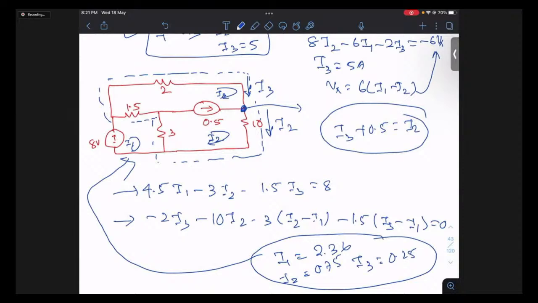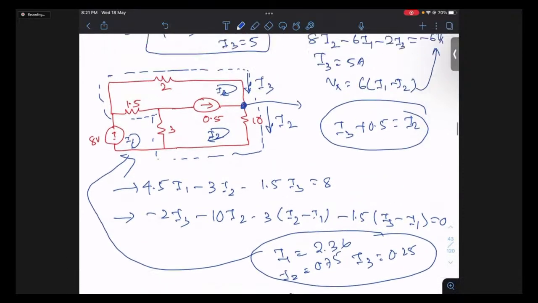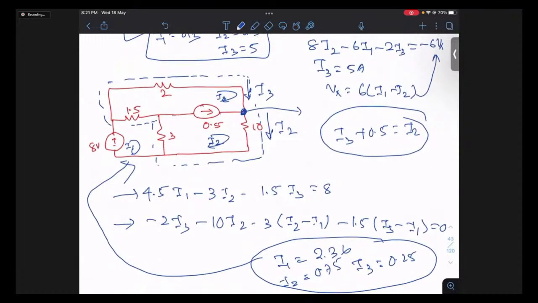Yes, hopefully this is clear to all of you, right? This is the concept of super mesh. Whenever we get a situation where we have 2 meshes separated by an ideal current source, we always have to make use of the super mesh concept.